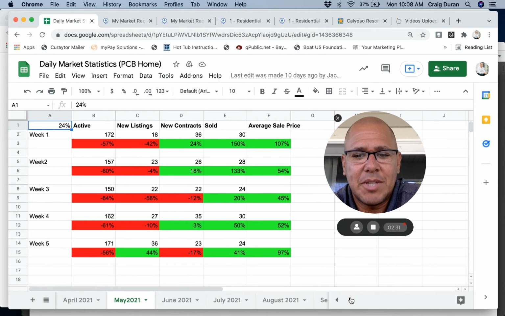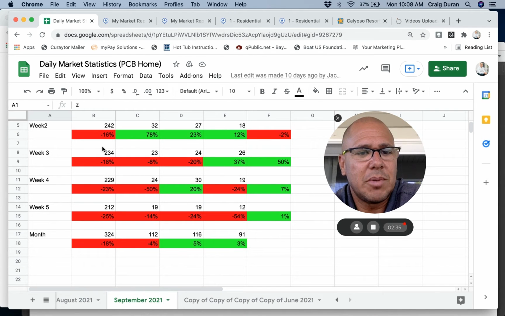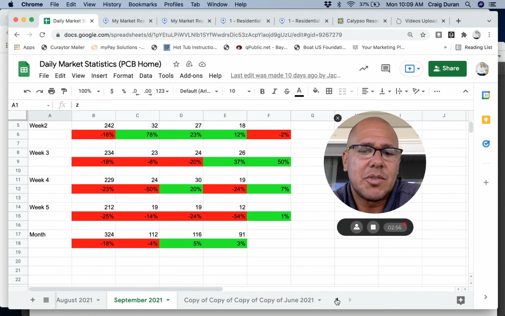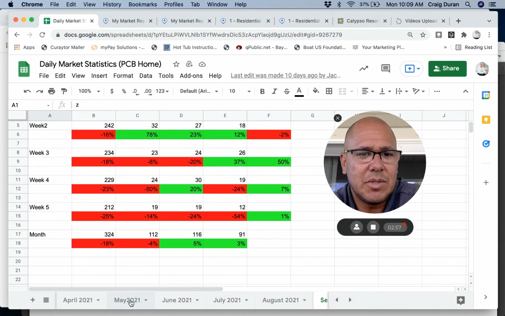In September, we still were in a low inventory situation, but it's not as dramatic. 16% down, 18% down, 18% down, 23, 25, and 18. So buyers still have fewer choices when compared to last year. But think about what's going on in their brain. If you compare it to May, they actually have a little bit more choice than they did. It'll be interesting to watch how that trend continues.